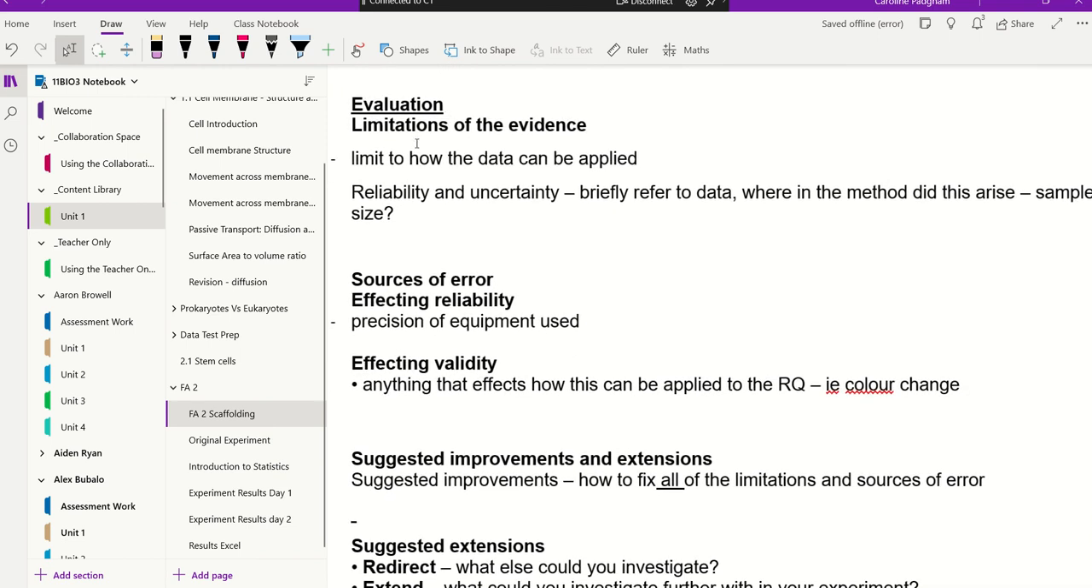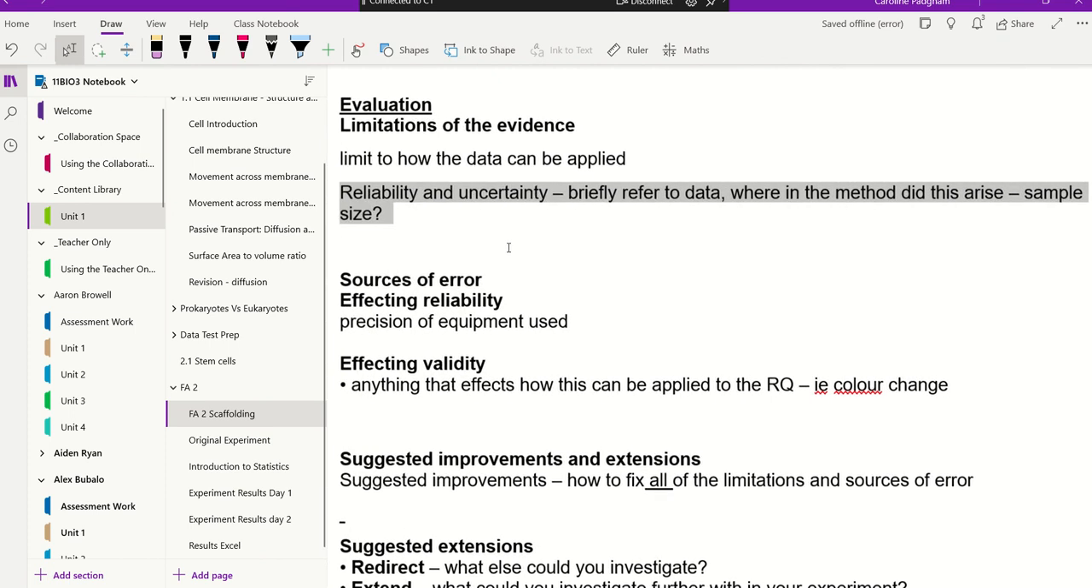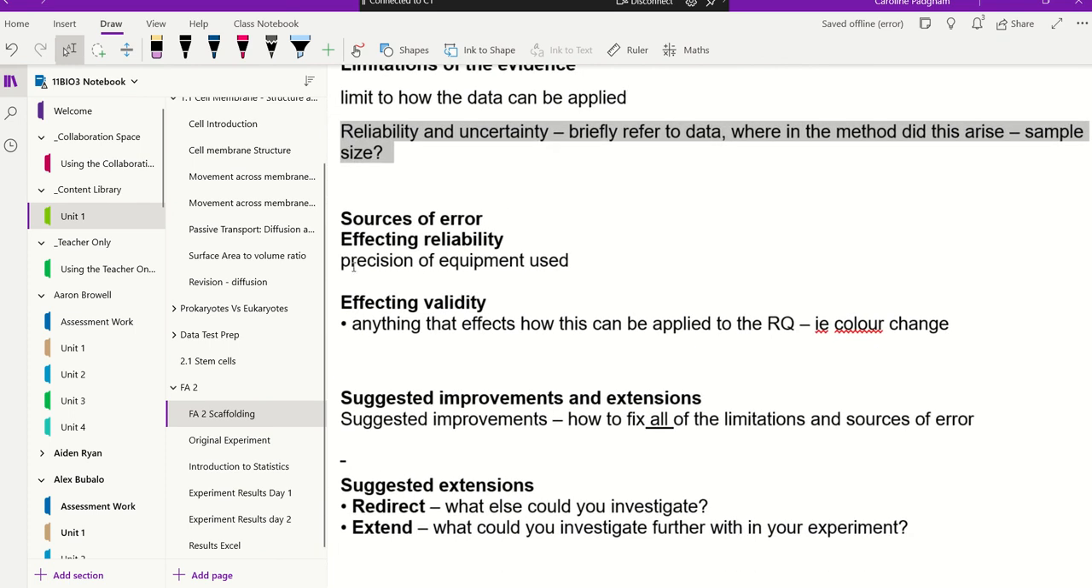Next section, limitations of the evidence. How the data can be applied is a limitation. So we're doing it under set conditions, it's not actually in real life situations, so there are lots of limitations. Also, you talk about your reliability and uncertainty, okay? Specifically sample size. With things affecting reliability, it's a source of error.